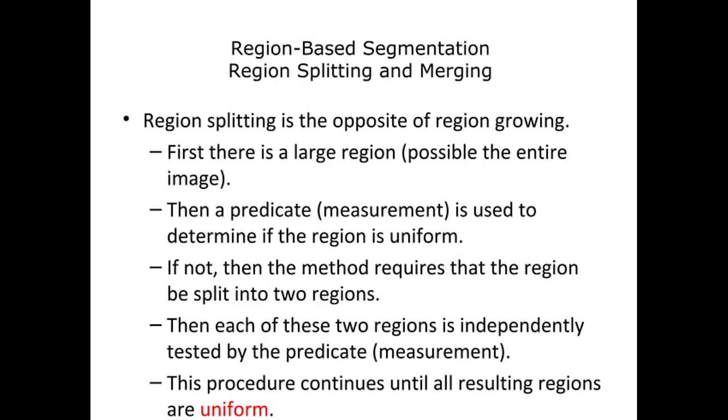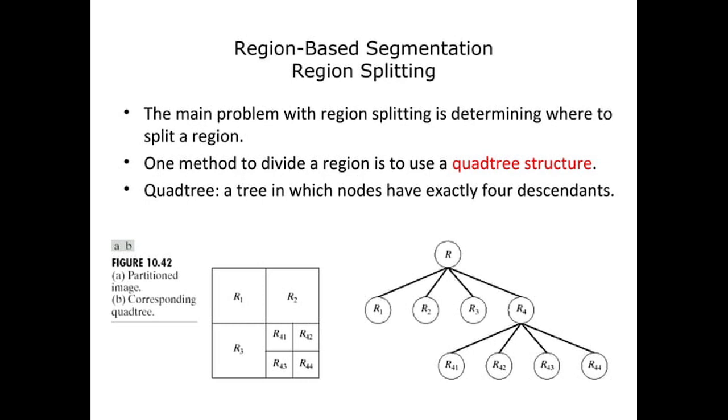Okay, so region splitting is the opposite of region growing. First there is a large region, then a predicate is used to determine if the region is uniform. If it is not, then the method requires that the region be split into another 2 regions. So the process will be continued. The main problem with the split and merge algorithm is where to split a region.